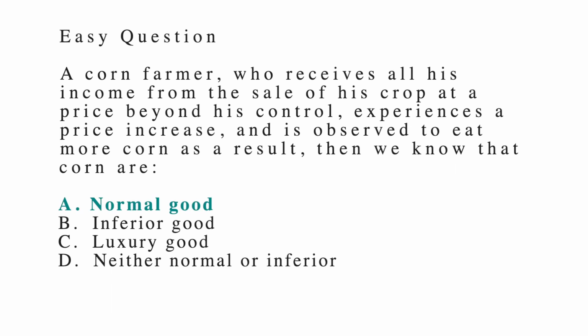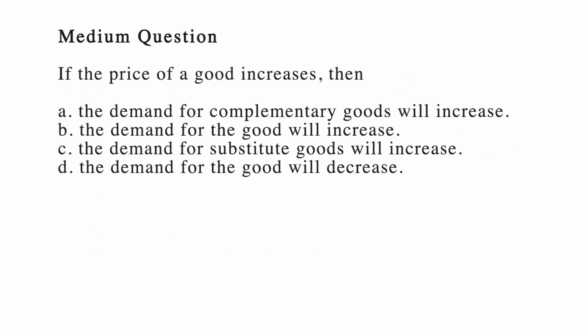And we know this because as prices increase, his consumption increases. If it was an inferior good, as prices increase, he would have bought less of it. We haven't discussed anything about luxury goods, so that won't be an answer. And then option D is there just to throw you off. You guys can definitely do this question, but I recommend going through all the options and marking off the ones that you know are not right. So I'll give you a few seconds.